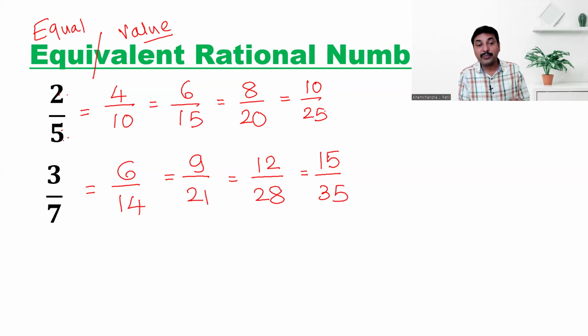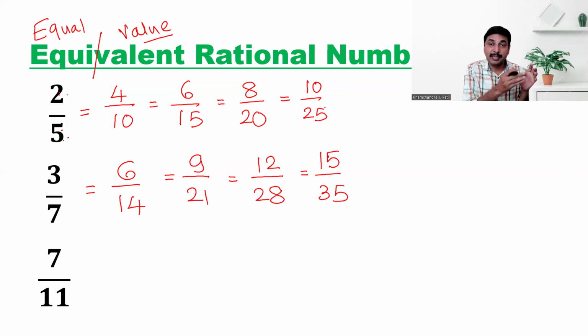Now, give me 4 equivalent rational numbers of 7 by 11. Come on everyone, use the paper and pencil. Just multiply 7 by 11 by 2, then 3. See, whenever you are multiplying or dividing the numerator and denominator of any fraction by the same number, it remains the same. Though uska face change ho raha hai, but it remains the same. Okay.